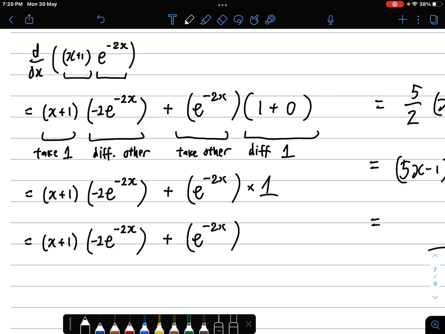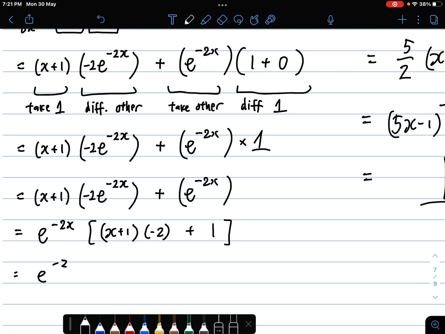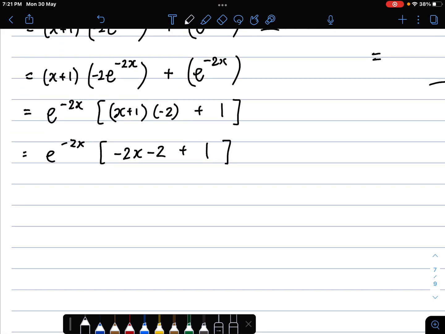Okay, good. Then we can combine or factor out common factors. I see an e power negative 2x multiplied to the rest, and an e power negative 2x multiplied to an invisible 1. So I can factor out e power negative 2x. I'm left with x plus 1 times negative 2, plus 1. Okay, then I can continue. e power negative 2x multiplied by, distribute the negative 2, you get negative 2x minus 2 plus 1. Minus 2 plus 1, what is that? Negative 1. So minus 2x minus 1, square bracket around it, e power negative 2x.